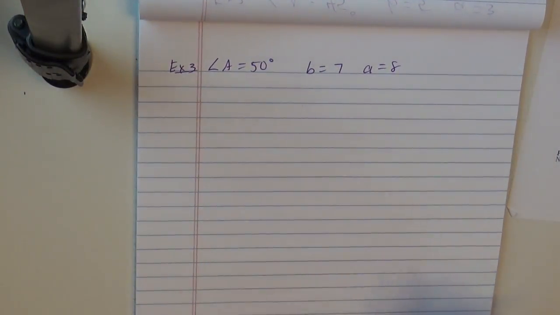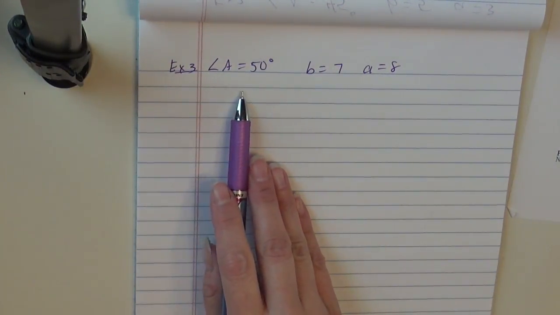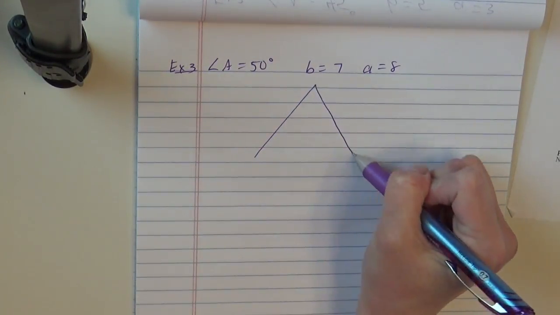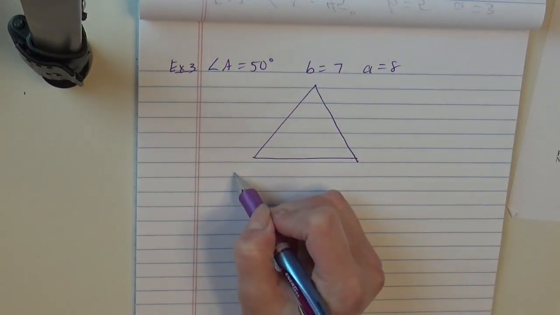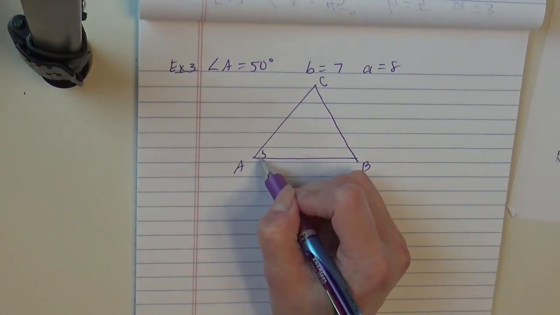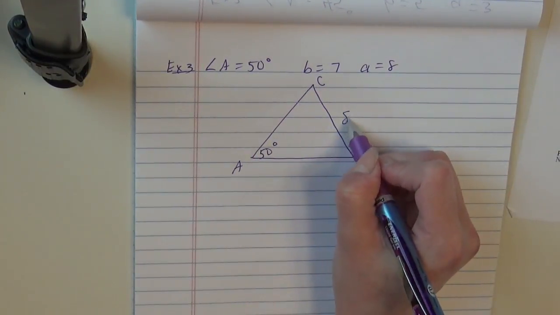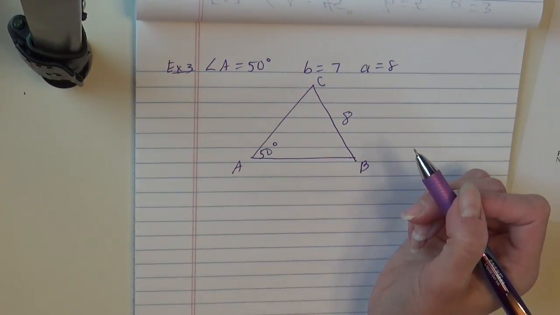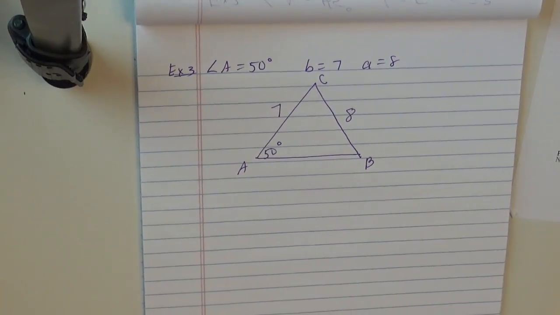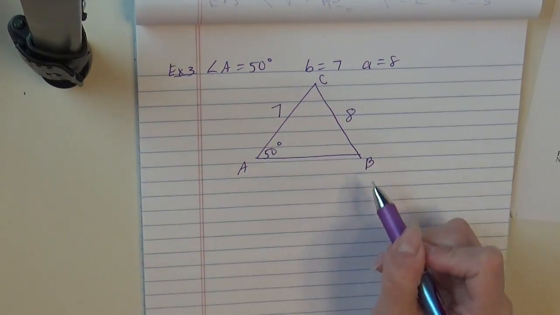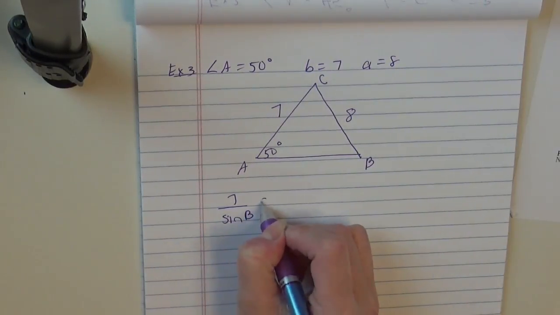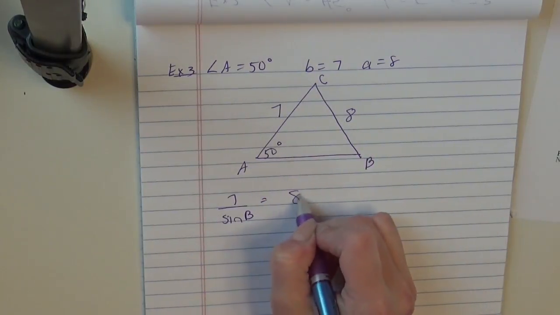In example 3, we're given angle A is 50 degrees, b equals 7, and a equals 8. So I'm just going to draw my triangle. Angle A is 50 degrees. Side a is 8. Side b is 7. Okay, so let's see if we can find angle B. We're going to do 7 over sine B equals 8 over sine of 50.